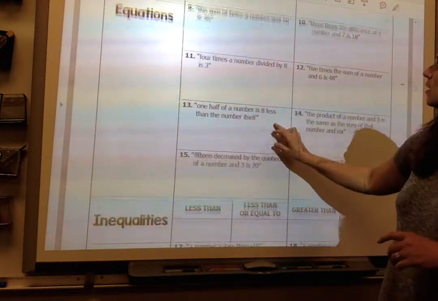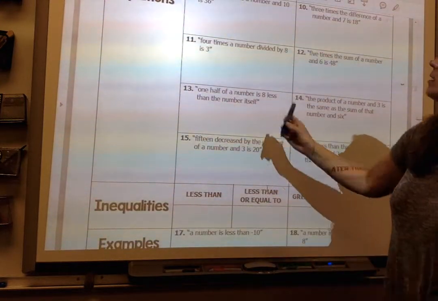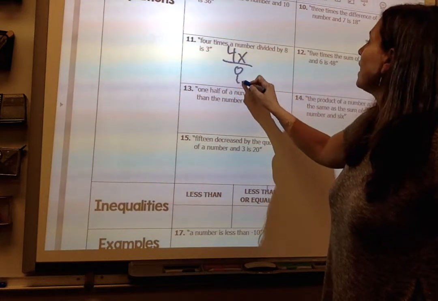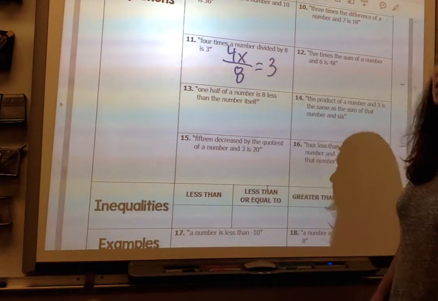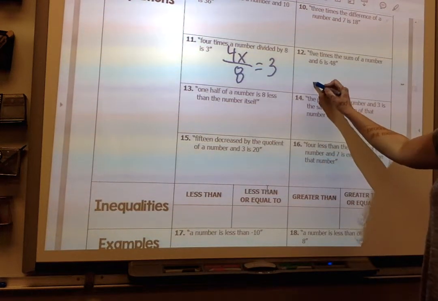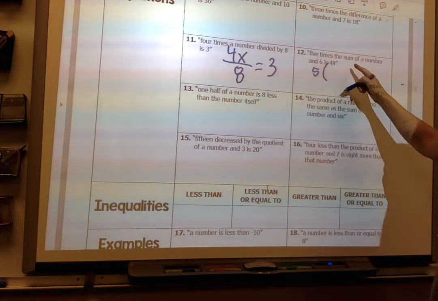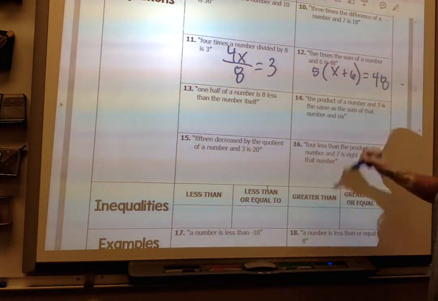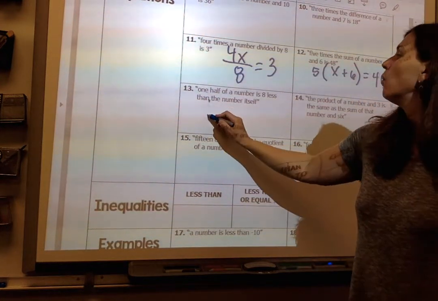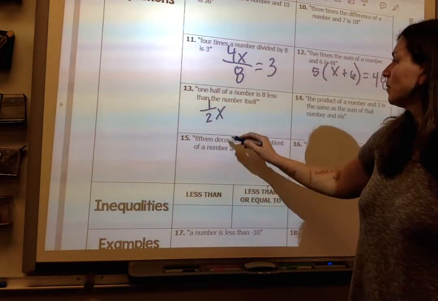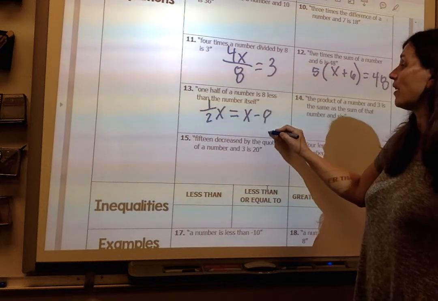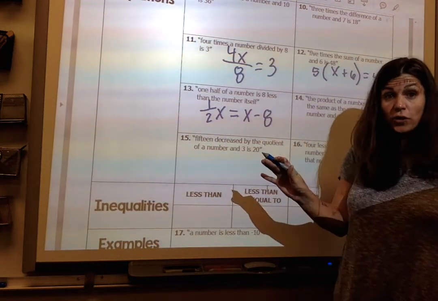Okay, let's look at number 11. 4 times a number divided by 8 is 3. Number 12. 5 times the sum of a number and 6 is 48. Number 13. 1/2 of a number is 8 less than the number itself. Look at that one. Looks tricky.